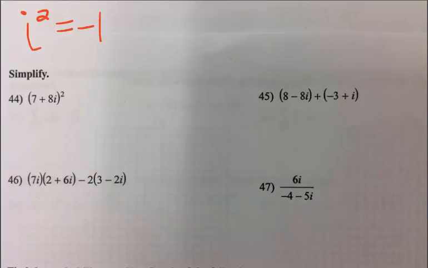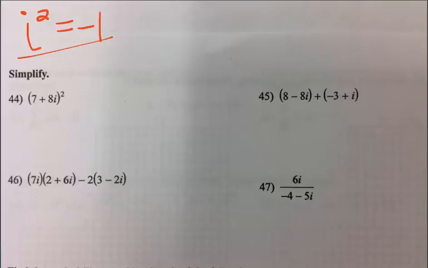Alright, so we got to the i's on the back page, finally. Now for the most part, the work with the i's is similar to if these i's were x's. The biggest rule: if we get an i squared to pop up, you have to change it to a negative 1. So I'm going to do these out of order. I think the easiest one first is 45.